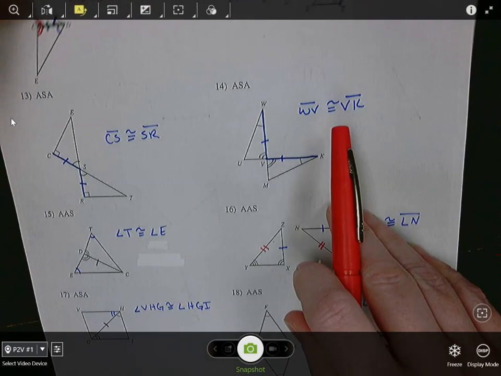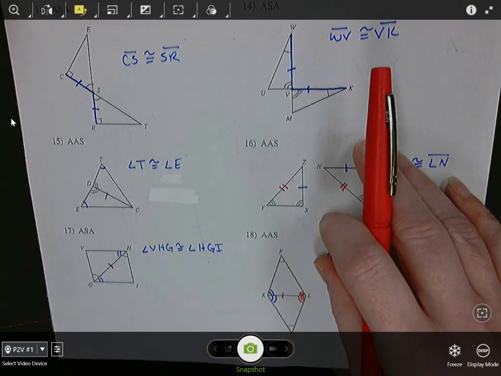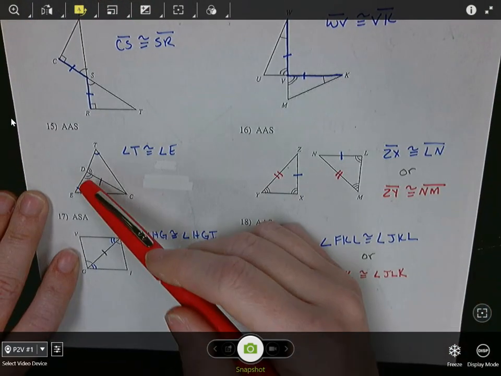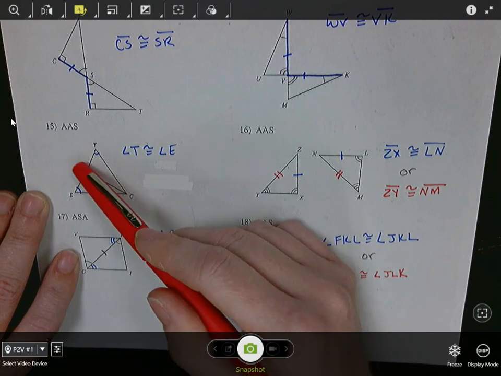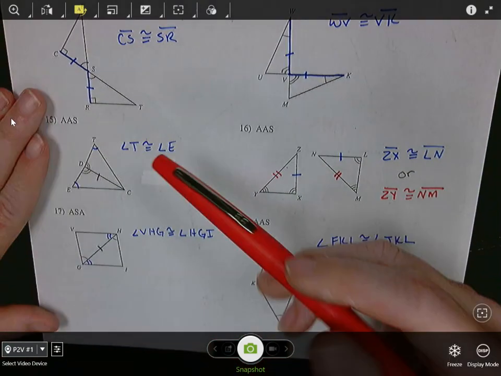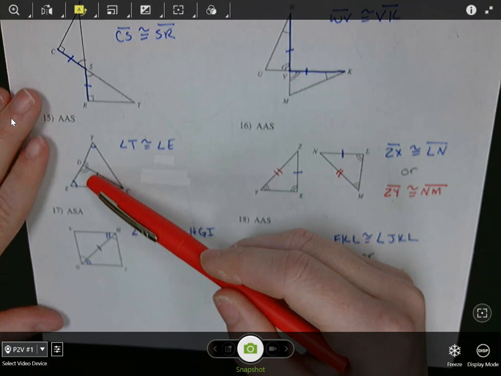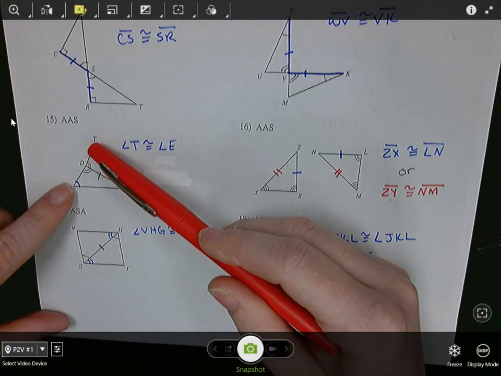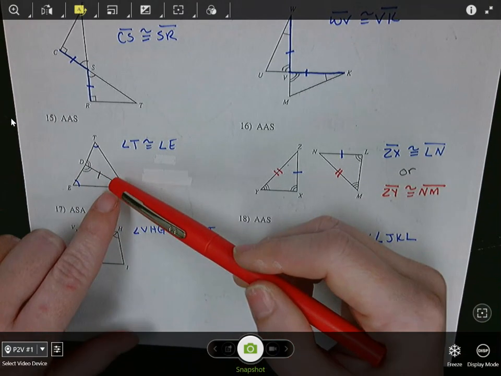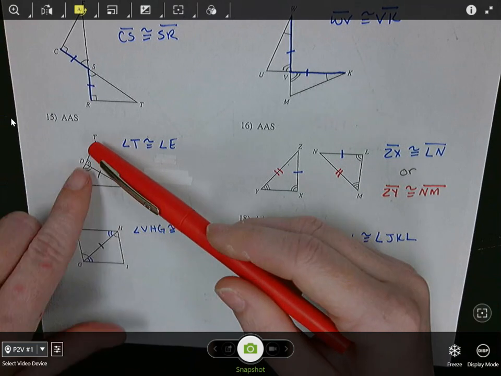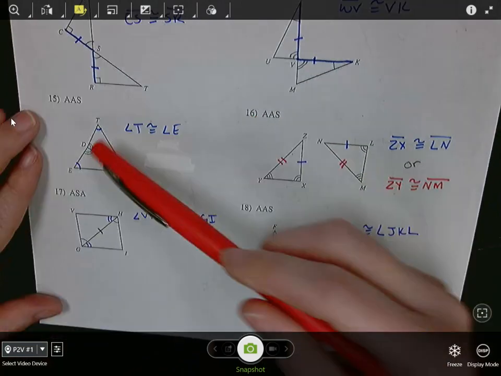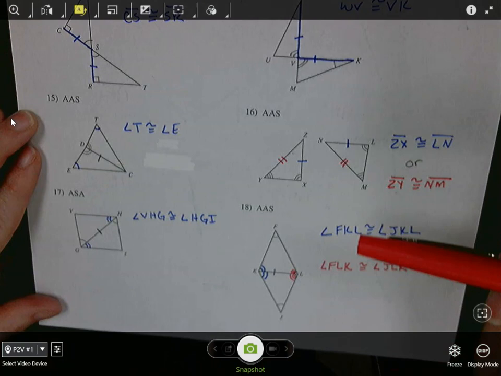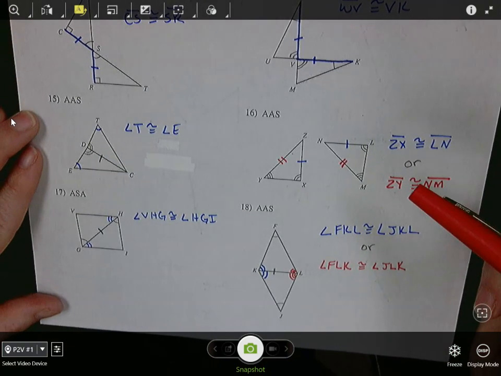On number 15, they wanted me to use angle, angle, side. Well, I had a pair of angles already and this side would be congruent. And in order to use angle, angle, side, I would need E and T to be marked congruent. If I were to mark these two congruent, that would be angle, side, angle, not angle, angle, side. So they should have marked T and E congruent if they wanted me to use angle, angle, side.